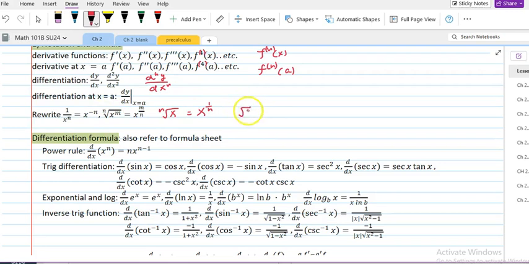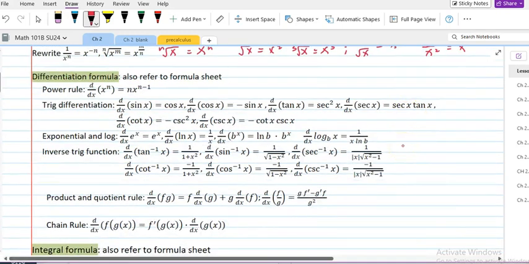So if I have square root of x, that would be written as x to the power 1/2. If I have cube root of x, that would be rewritten as x to the 1/3. And if I have 1 over square root of x, it will be rewritten as x to the power negative 1/2, etc. 1 over x squared can be rewritten as x to the power negative 2. Okay, so you need to be well versed in this rewriting, changing radicals into exponents and exponents into radicals.